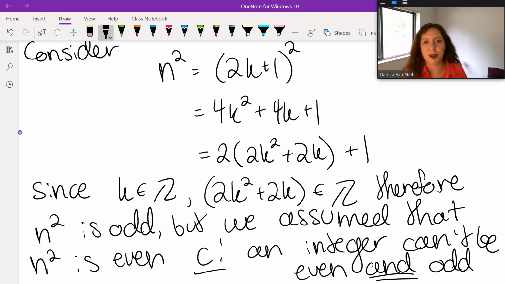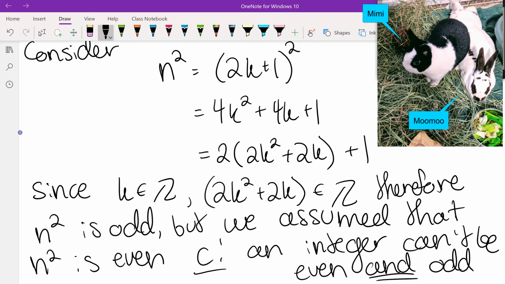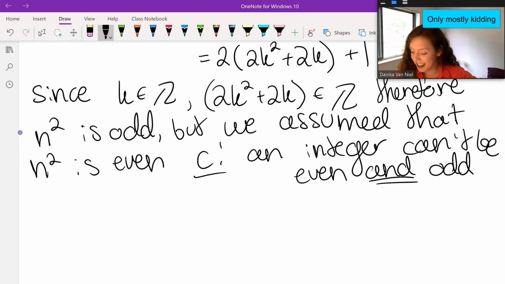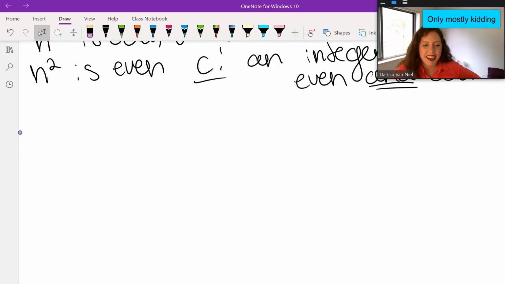I keep scaring my bunnies because I'm getting so excited. I love contradiction proofs, let me tell you. I try to turn every proof into a contradiction proof.